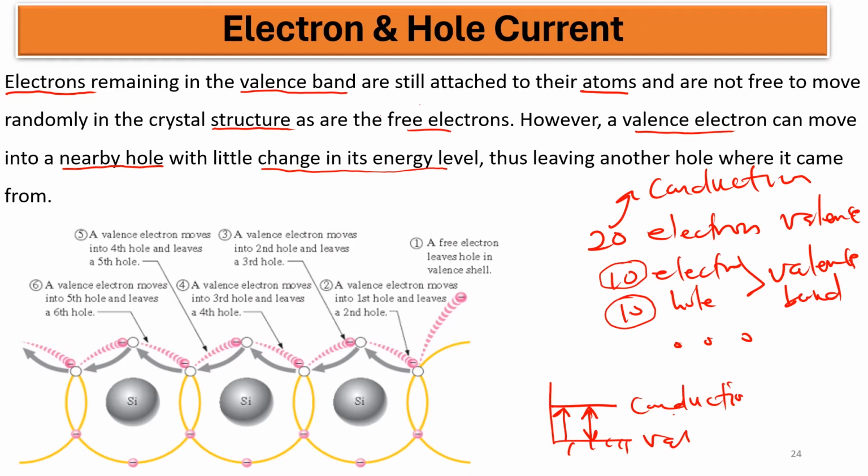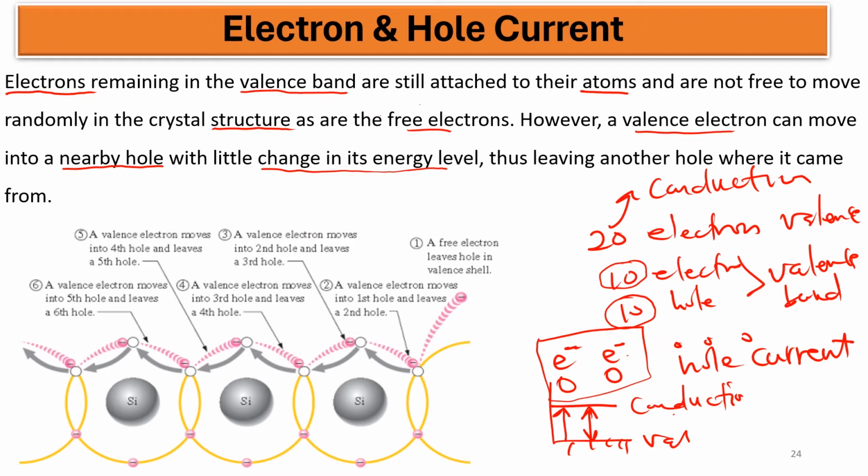Even if the electron is moving from its position to a hole, it is going to create another hole when it leaves. And this movement, although it is electrons moving, we attribute this current generation by the movement of electrons from one hole to the other as the hole current.